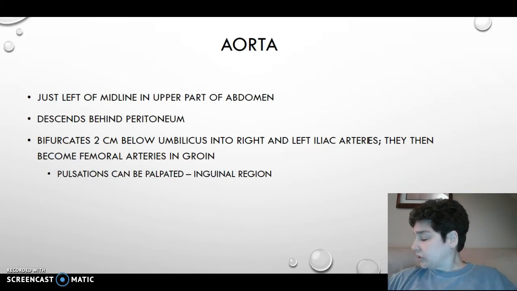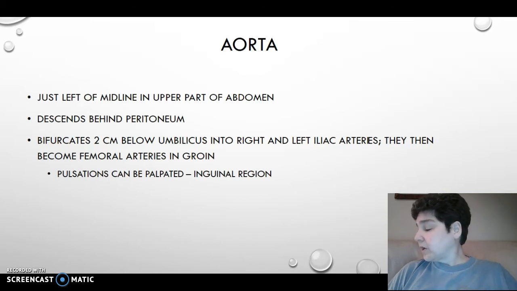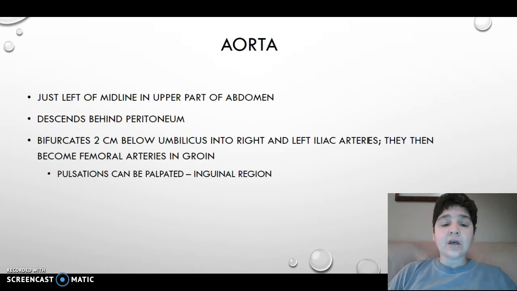If you look at page 539 in your textbook, there's a great picture up on the top, and you can see where that aorta, it's the red vessel that you see coming down. You can see how it bifurcates and goes into the right and left pelvic regions. And then it becomes the iliac arteries, and then the iliac arteries, once they hit that groin, then they become the femoral arteries. So remember that pulsations may also be palpated in that inguinal region because of the connection with the femoral artery.